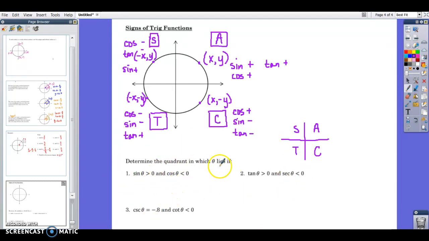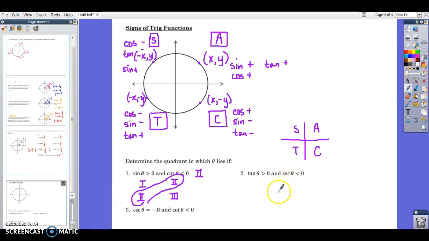So for example, determine the quadrant in which theta lies. Okay, well, I have two things here, so I need both of these to determine the quadrant. If sine is positive, that means I'm in either 1 or 2, based on my little chart over here. And if cosine is negative, remember this chart only shows where things are positive. Cosine is positive in 1 and 4, but it's negative in 2 and 3. So what's common to both of these is 2, so that tells me I'm in quadrant 2.